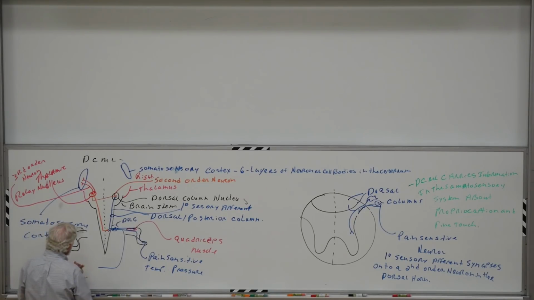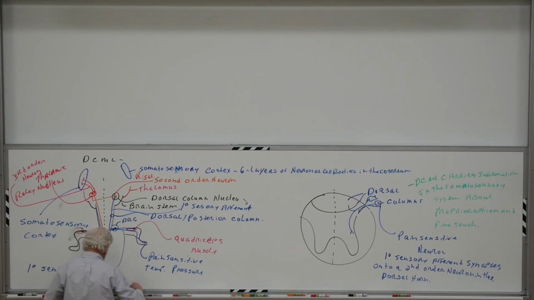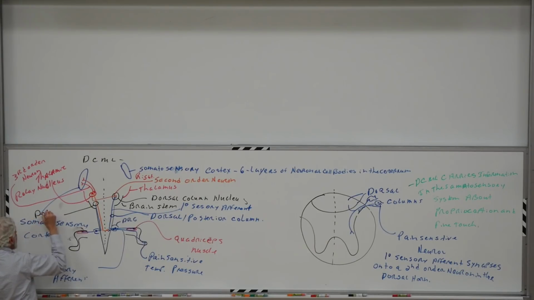And the pattern is the same. There's the quadriceps muscle. The primary sensory afferent has its neuronal cell body here in the dorsal root ganglion, sends a process into the spinal cord and immediately ascends the cord, now on the left side, until it reaches the dorsal column nucleus.